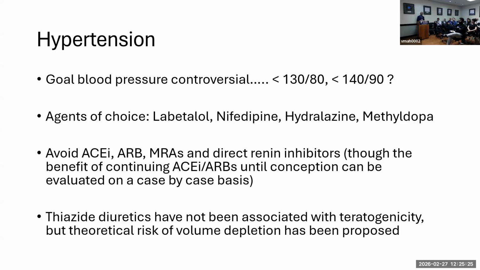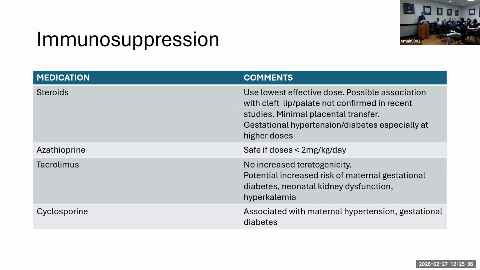And then thiazide diuretics, they've not been associated with teratogenicity, but there is a theoretical risk of calcification. In terms of immunosuppression, what's safe, what's not. Steroids are traditionally considered some of the safest agents to use. That being said, in the past, there was a possible association with cleft lip or palate, but in recent data that hasn't been supported. There's minimal placental transfer, so that's also not something we have to be too concerned about. And of course, with a lot of them, gestational hypertension or diabetes is a concern.